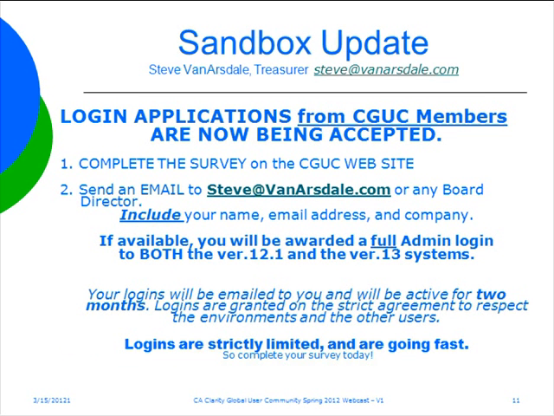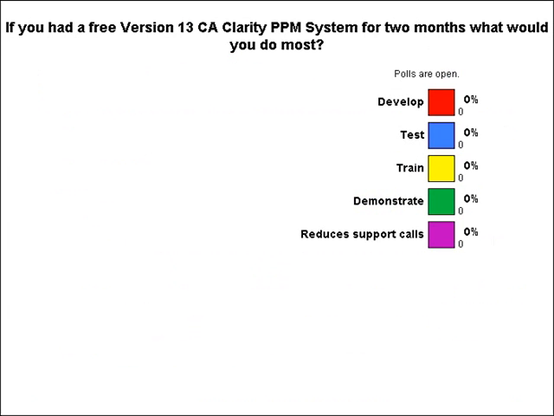Along those lines, I'd like to ask a question here. Jeffrey, if you can assist by putting up our poll question. I would like each of you who are on the call to simply let me know if you had at your disposal a free version 13 Clarity PPM system for 2 months, what do you think you would do most with that system?